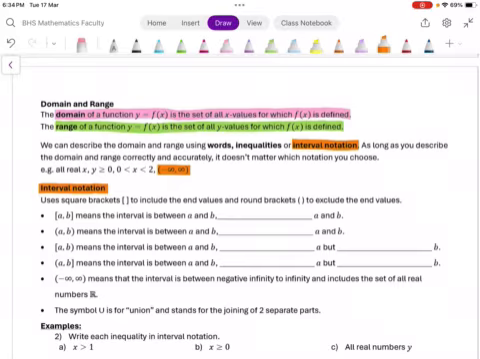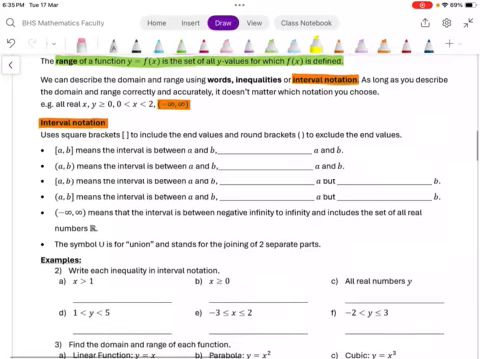So interval notation uses square brackets to include the end values, and it also uses round brackets to exclude the end values. So what we have here is if we have a square bracket, a, b, square bracket, it means the interval is between a and b, including a and b.